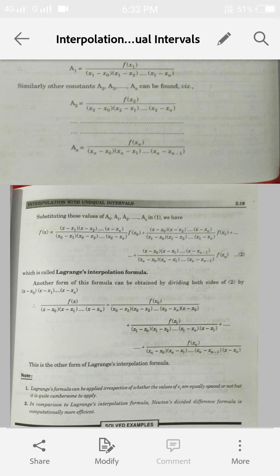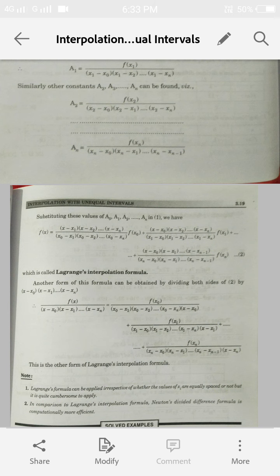Now how can we remember this formula? There is a trick for it. Look at this. In the numerator, in the first term, x0 is not involved. And in the denominator, replace x by x0 and multiply it by f of x0. Similarly, in the second term, x1 is not involved in the numerator, and in the denominator replace x by x1 and multiply this by f of x1. So we can remember this formula in this way, and this is our Lagrange's interpolation formula.